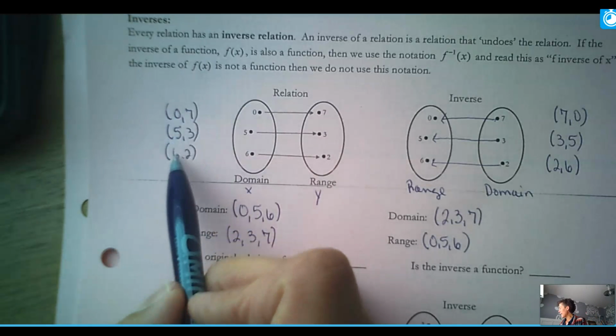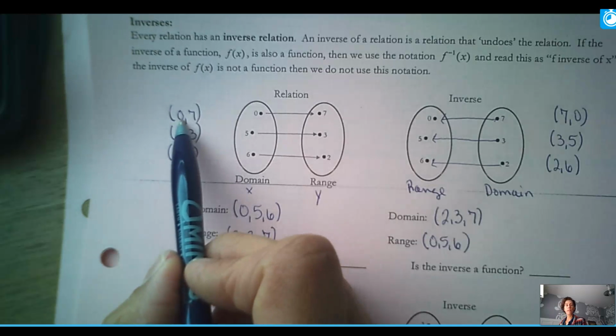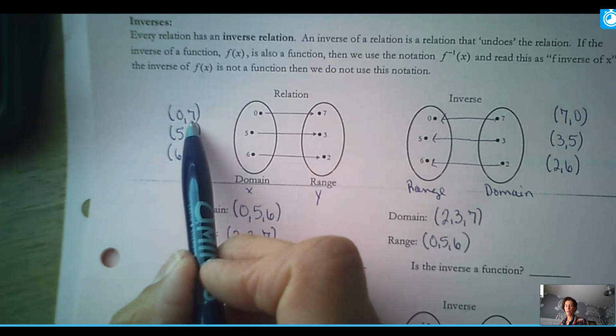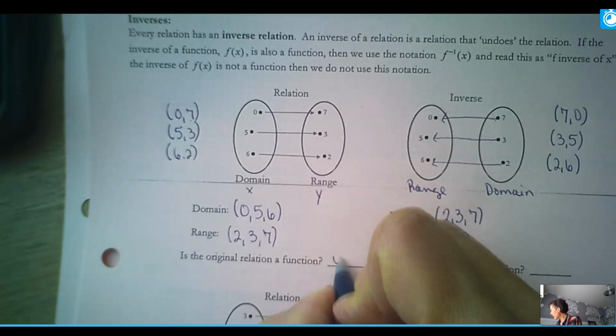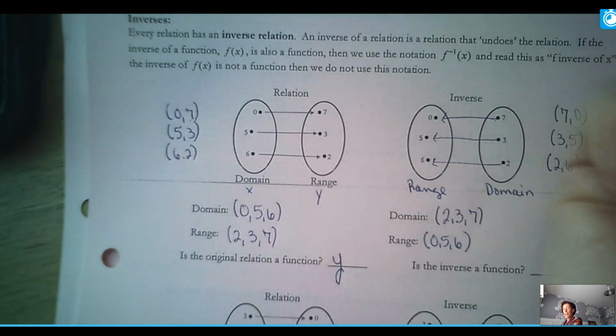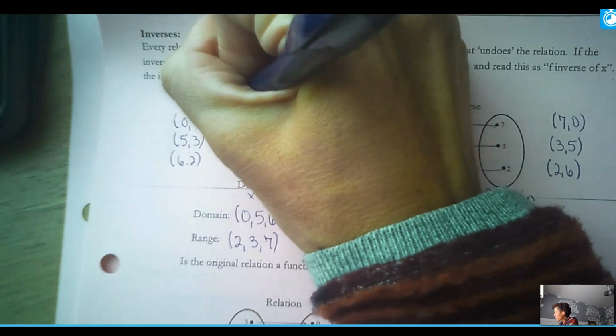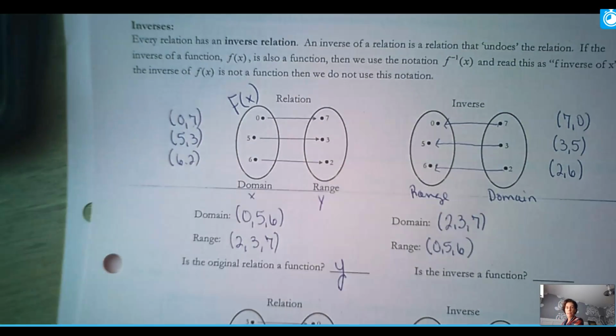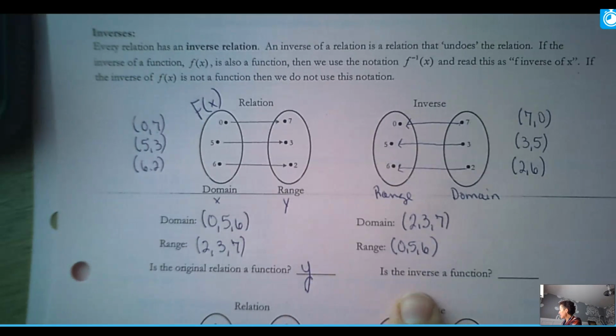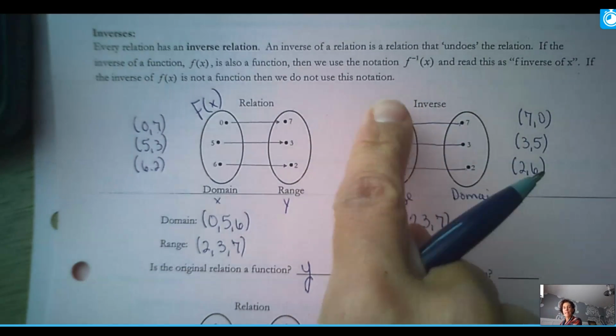And I never see x repeat here. This input 0 only has this output of 7. All right, so is this a function? Yes. So since it's a function, I could actually give it that function notation, f of x. So now what we want to see is, is the inverse a function?